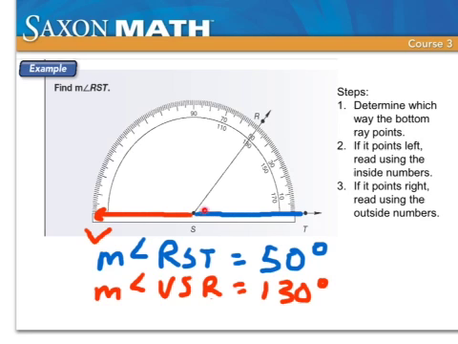Now look at angle VSR. It looks like it's opening up, which means it's obtuse. So when we look at where these cross, it can't be 50 degrees because obtuse angles are more than 90. So it's got to be 130.